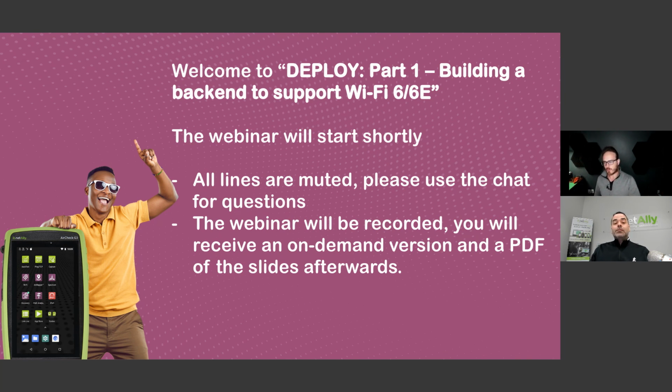It's part one of another three-part series. This is the deploy. We're going to be talking about building a backend to support Wi-Fi 6 and 6E.